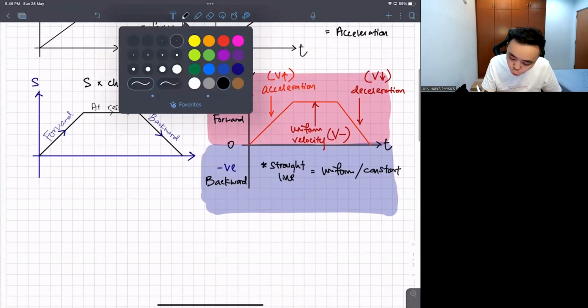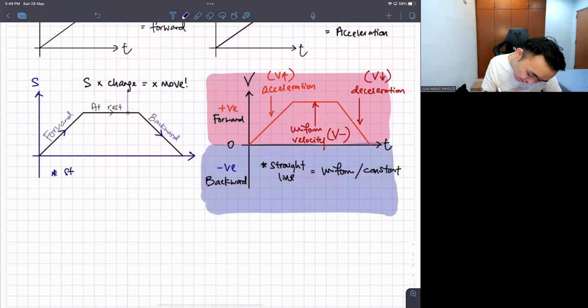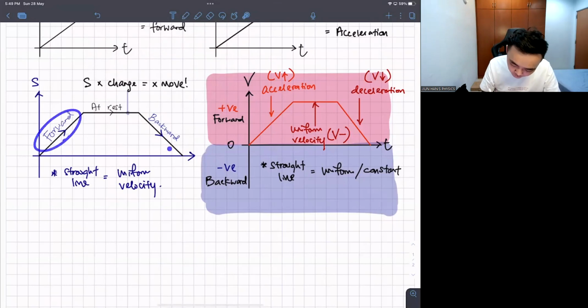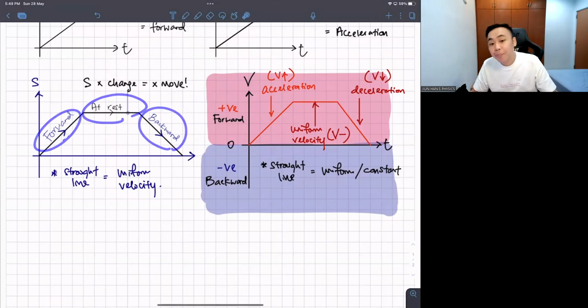For the ST graph also. If you see a straight line, I give you a trick also for the ST graph only. For the ST graph, a straight line means you can straight away write this word: uniform velocity. Now ST acceleration is sure to be a curve. So if you see a straight line, there is only one reason, same speed. So this one is uniform velocity, not moving.